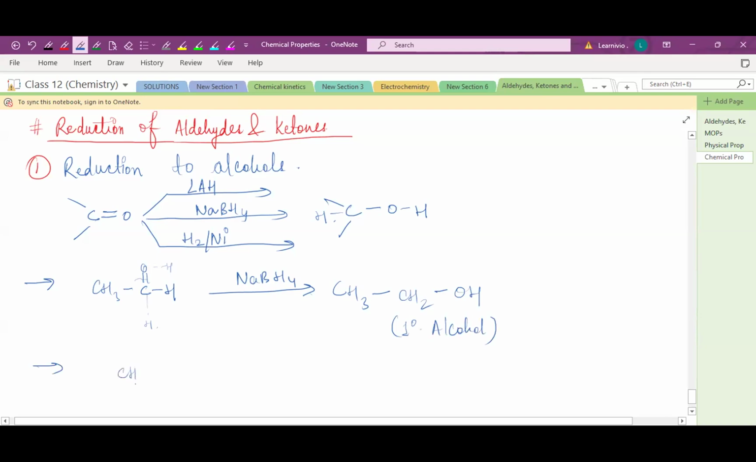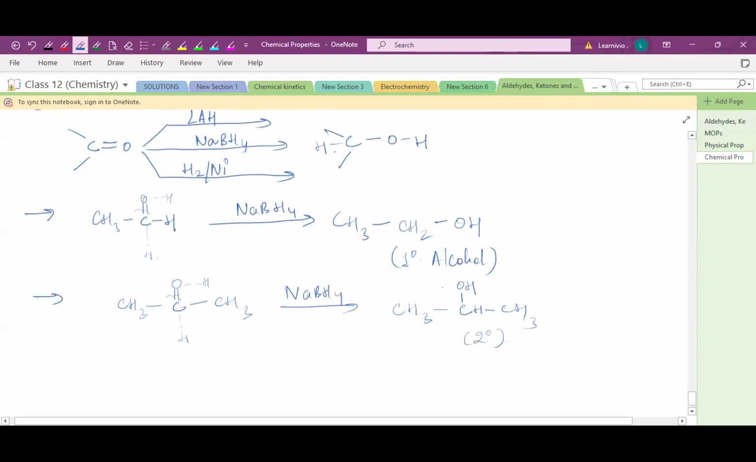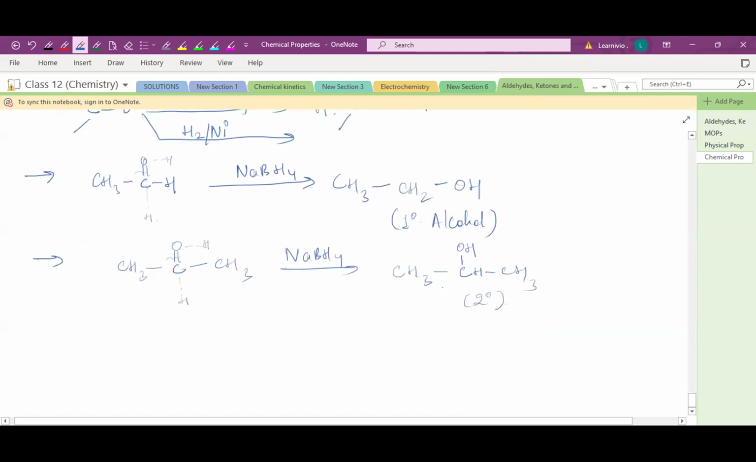Now, if you take a ketone such as acetone, CH3COCH3, and treat it with sodium borohydride, again you break this pi bond, add one hydrogen to the oxygen and one hydrogen to the carbon. So what will it give you? It will give you CH3CHOHCH3. So when you reduce ketones, they get reduced to secondary alcohol, and the aldehyde gets reduced to primary alcohol. Okay, Muniba. Yes, ma'am.